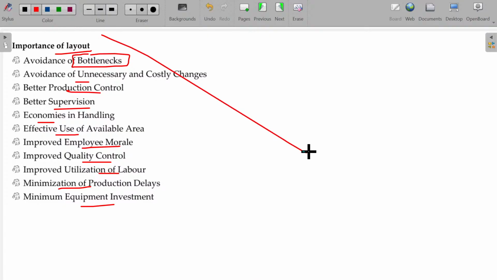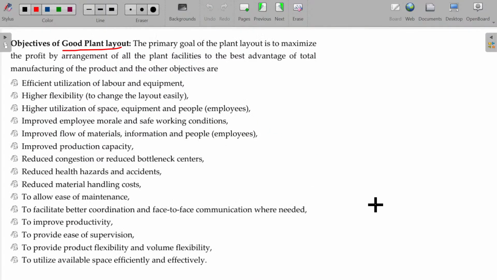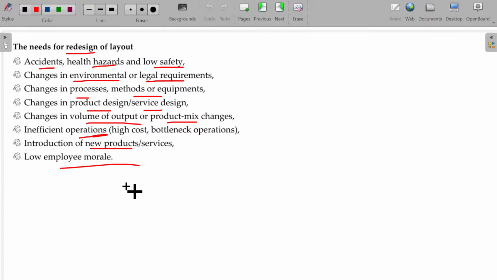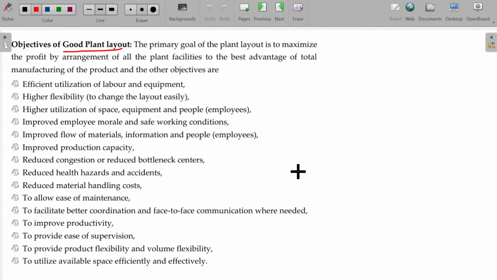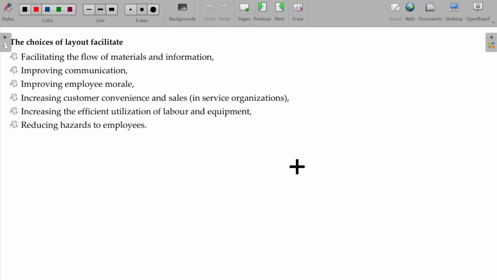The importance of layout could be here, good layout. That's all. So if you understand this one, importance of layout, you just put that here. What are the importance? Cost reduction, efficient utilization. Then what are the objectives? The same. So in your examination, you can write around 5 or 6 points without any trouble.